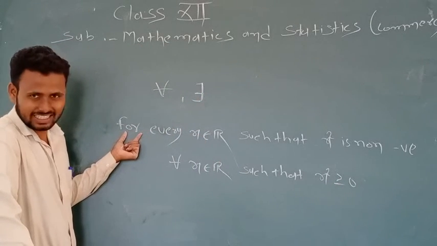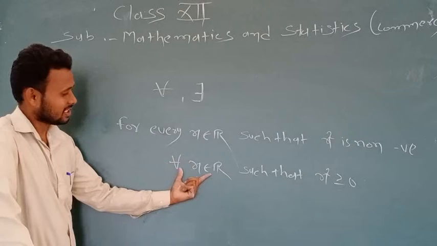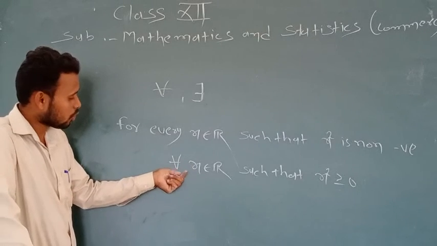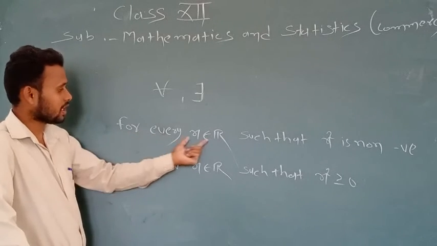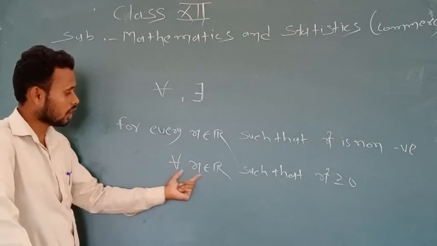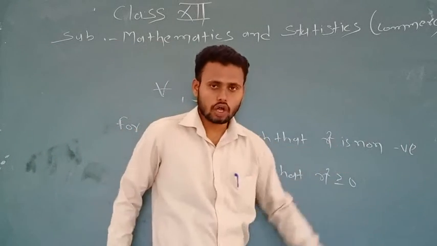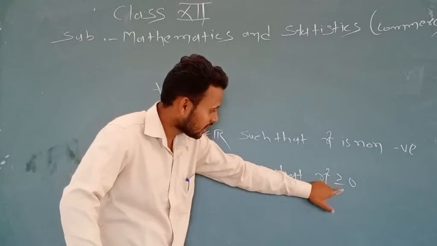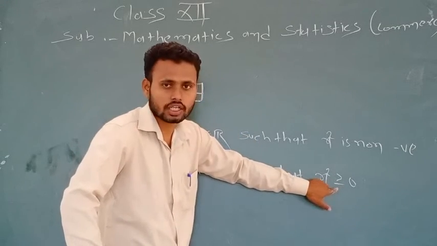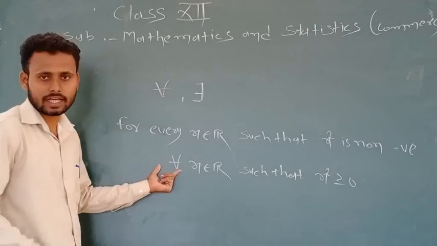We can write this sentence in mathematical form with the help of the quantifier for all. For every x belongs to real numbers means for all x belongs to real numbers, such that x square is non-negative, that is x square greater than or equal to 0. Here we use the quantifier for all.